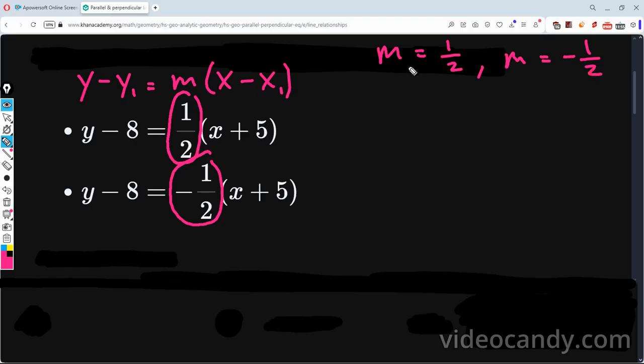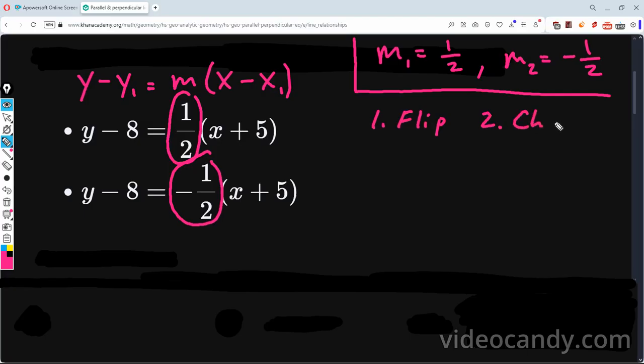We can call them M1 and M2 if you like. But anyhow, let's test if these are the negative reciprocals of each other. Once again, you want to flip it or take the reciprocal, and the second step is change the plus minus sign.